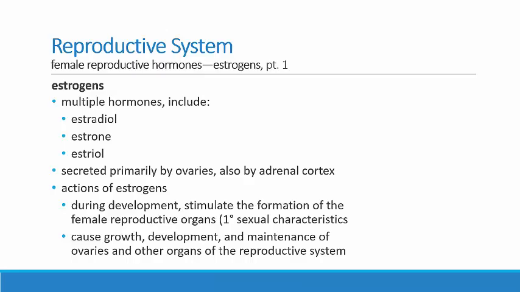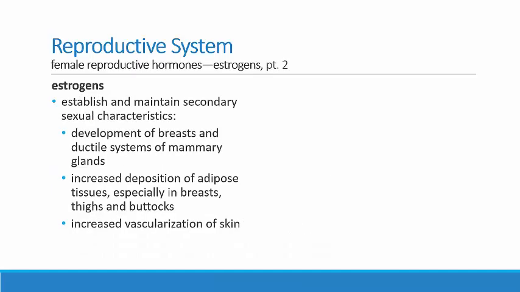Then at puberty, when we get the second round of the big release of estrogens, we see the growth, development, and maintenance of the ovaries, and as well the increase in size of other organs of the reproductive system. And we also see the onset of many of the female's secondary sexual characteristics, including the development of breasts and the ducts that will produce milk at the mammary glands. So we see increase in the development of breast tissue and of the mammary gland ducts.